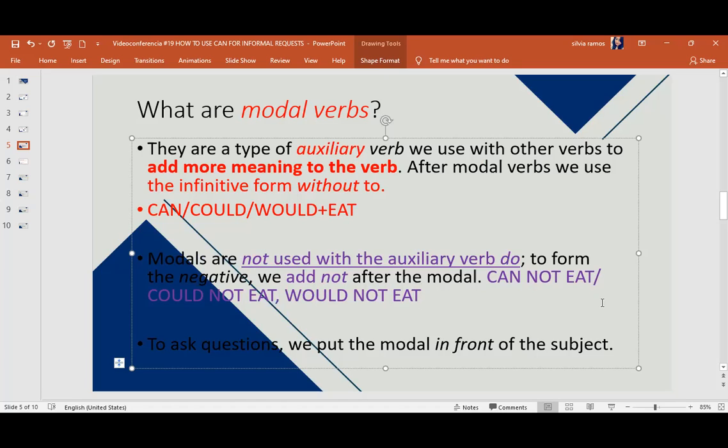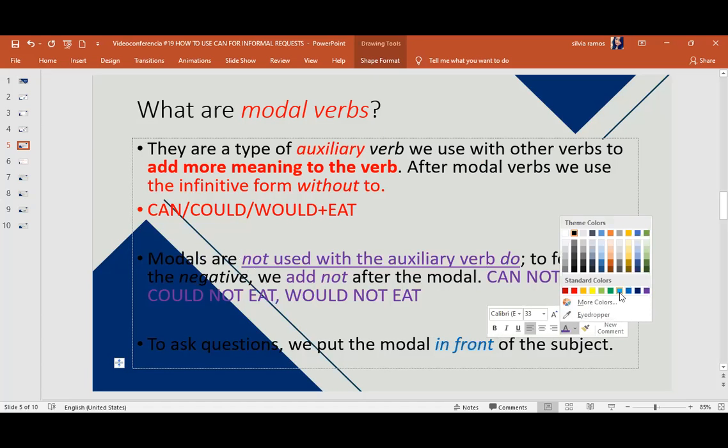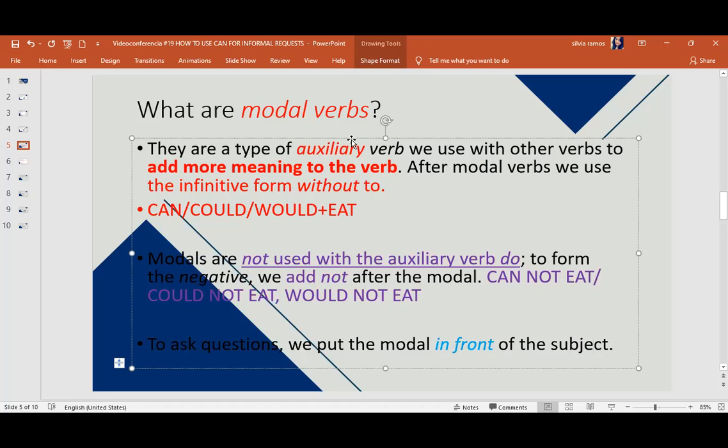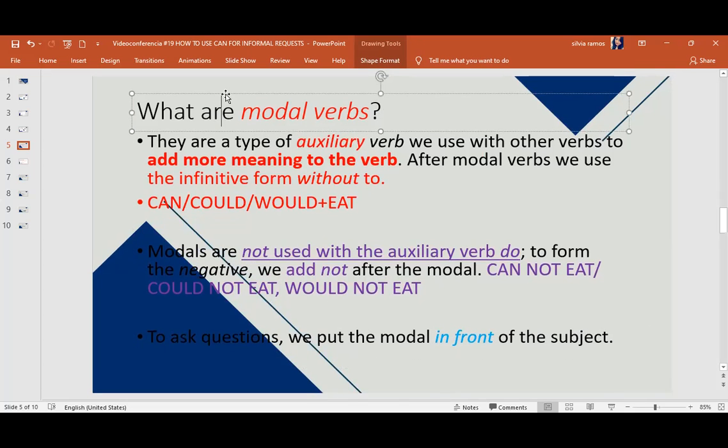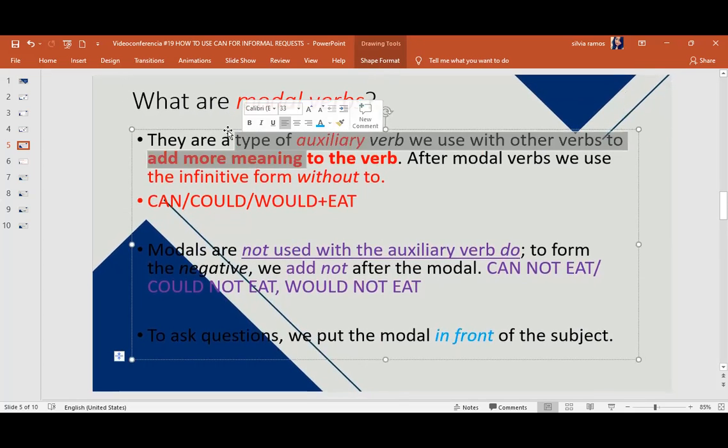And then to make our questions, Anna said that we need to put the modal in front. Listen to that, in front, right, of the subject, which means, right, that if we have a question, let me put it right here.